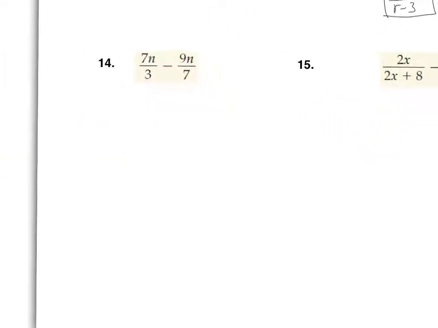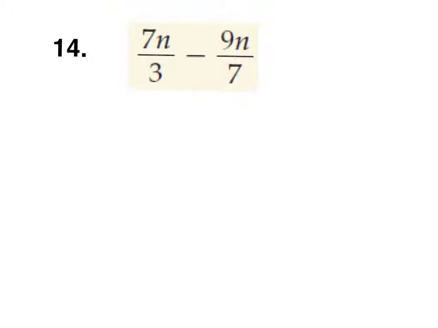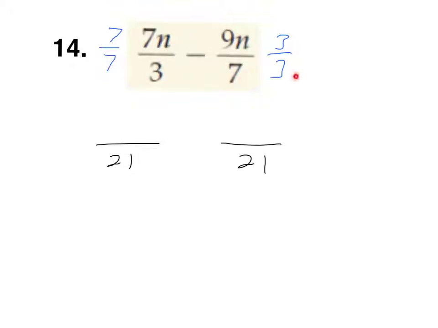Alright, let's go on to number 14. Alright, these denominators do not match, but luckily these denominators are also pretty simple. We just have a 3 and a 7. They have nothing in common right now. So we're going to do kind of the same concept that we did in the last one. We're going to multiply the first fraction by 7 over 7, and we're going to multiply the second fraction by 3 over 3. That way, both of the denominators will be 21, because in each case we're doing 7 times 3.